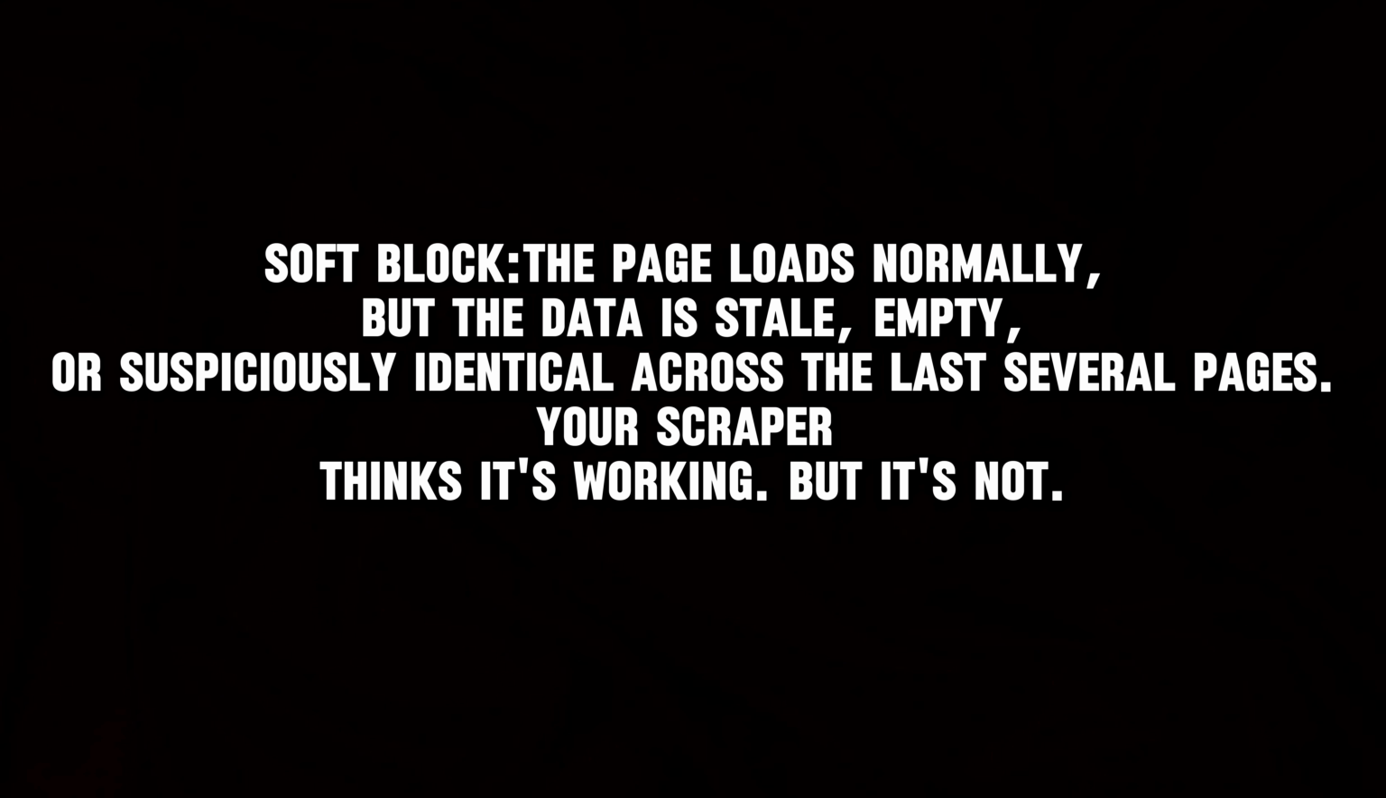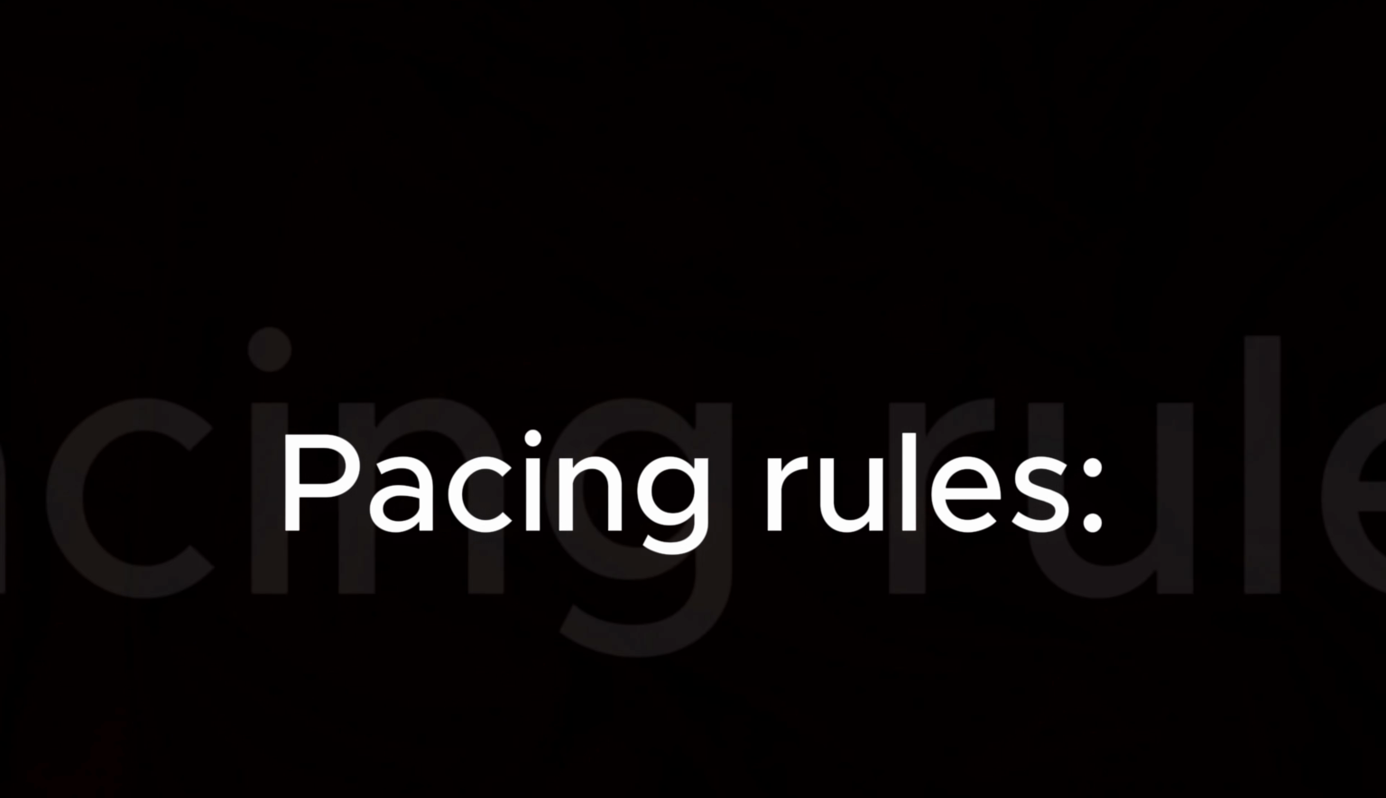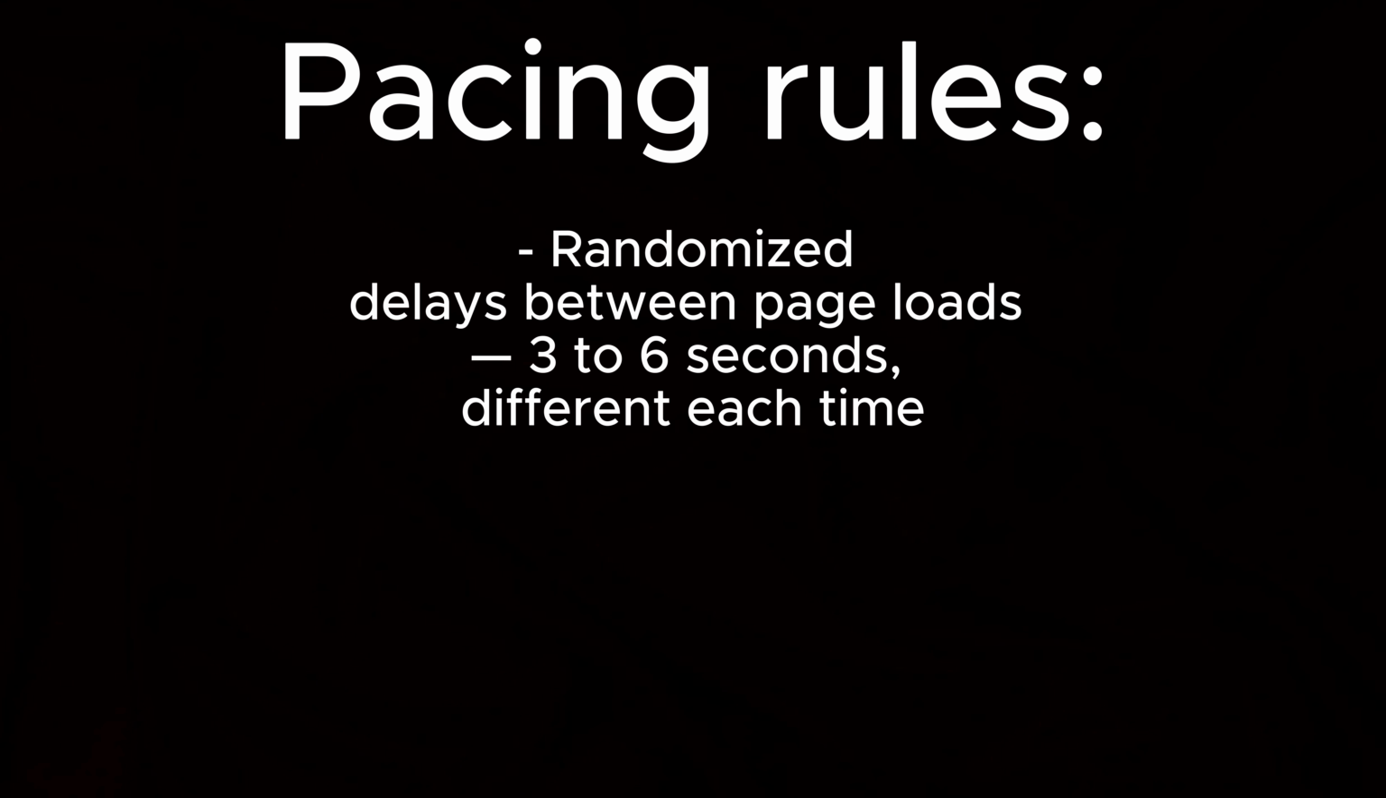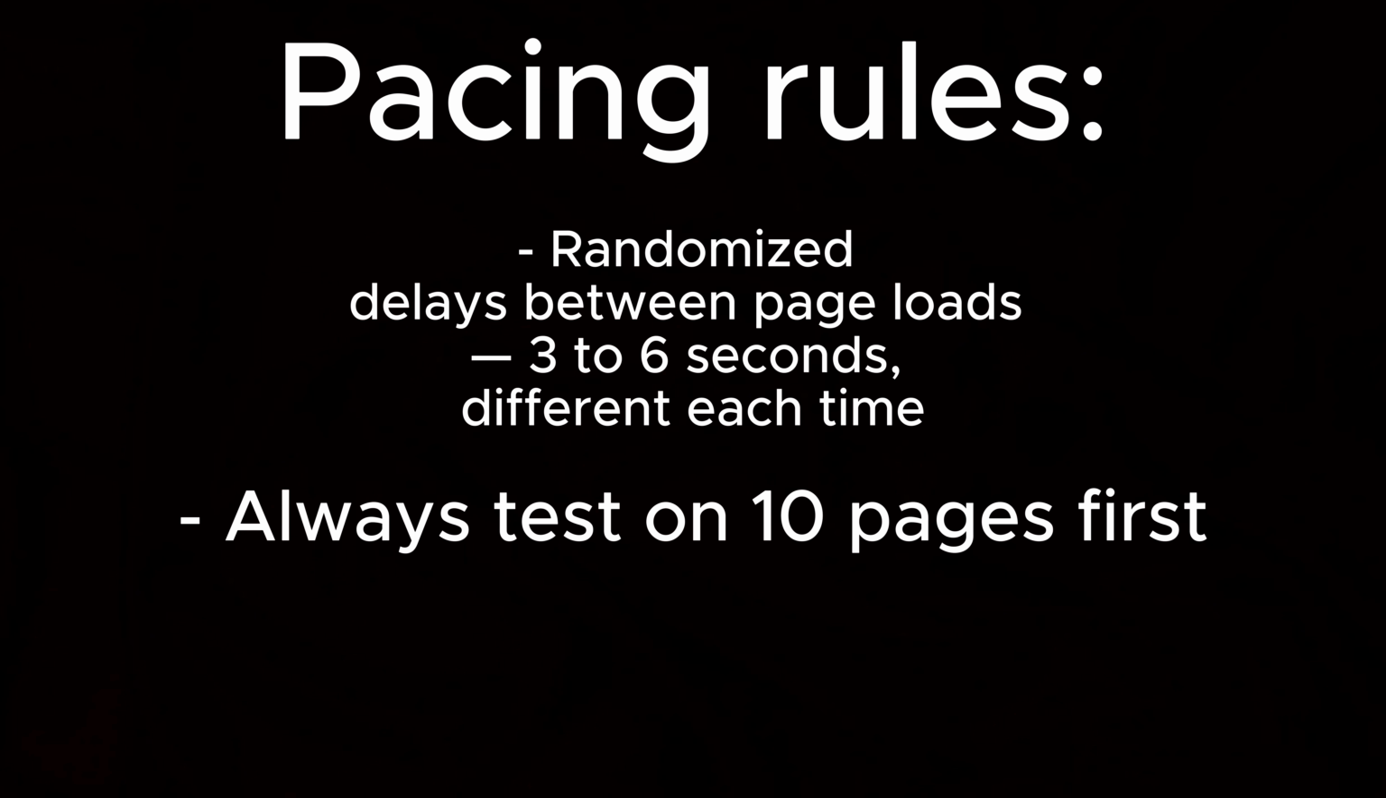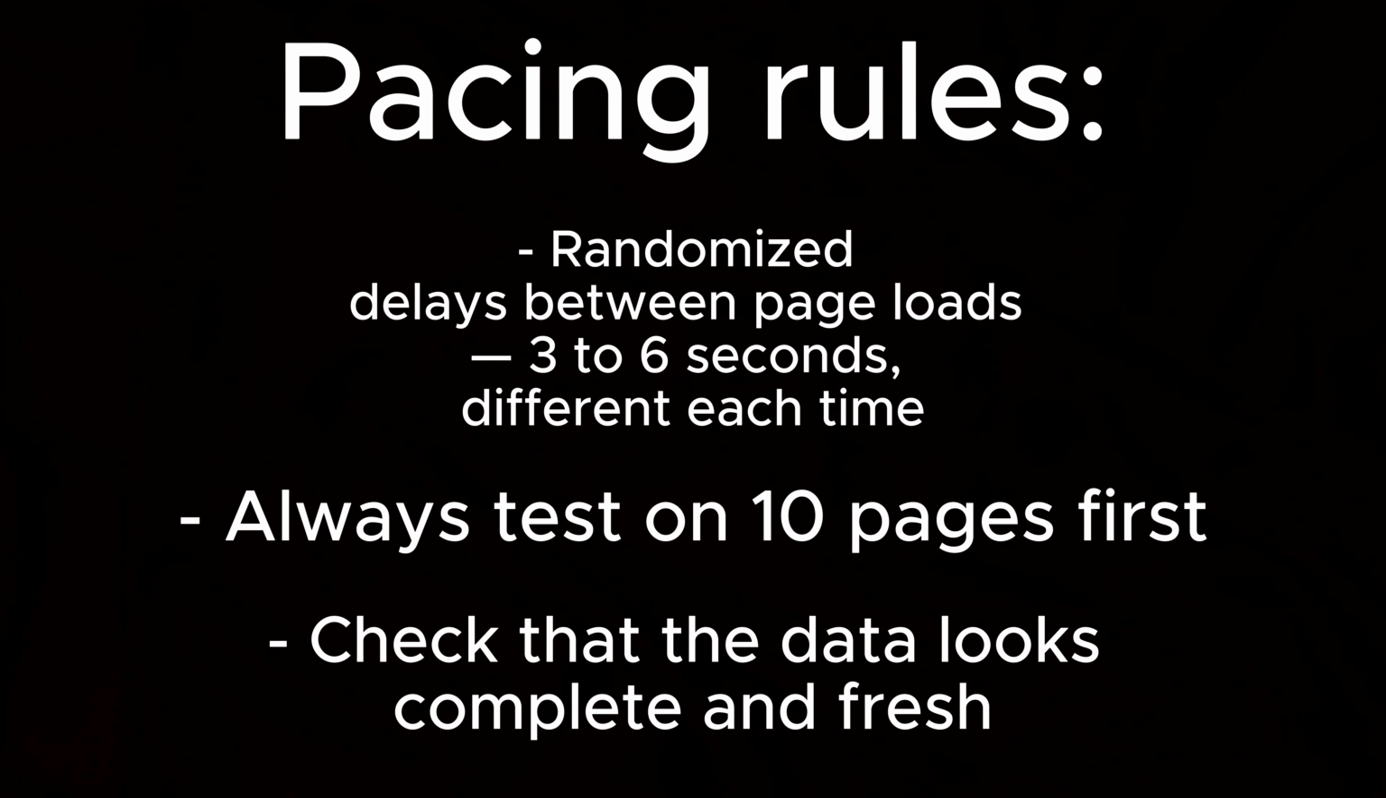Soft block. This is the sneakiest one. The page loads normally, but the data is stale, empty, or suspiciously identical across the last several pages. Your scraper thinks it's working. It's not working. Here are the pacing rules. Randomize delays between page loads, 3 to 6 seconds, different each time. Always test on 10 pages first, and check that the data looks complete and fresh.